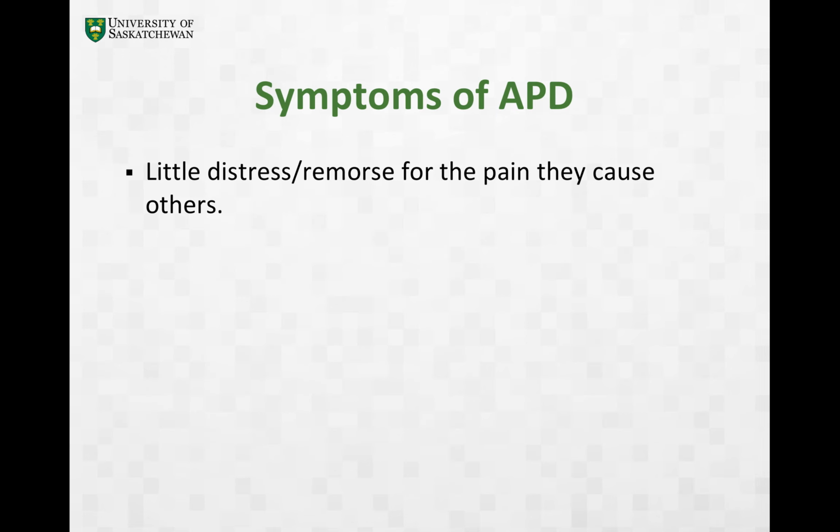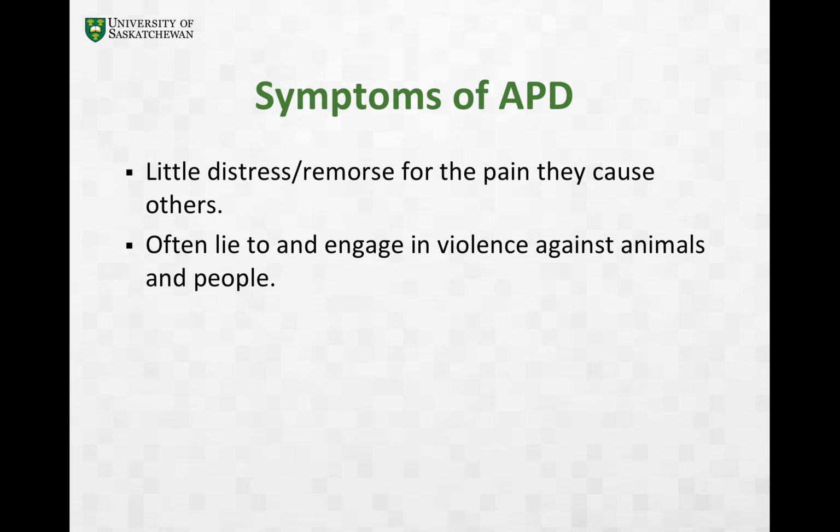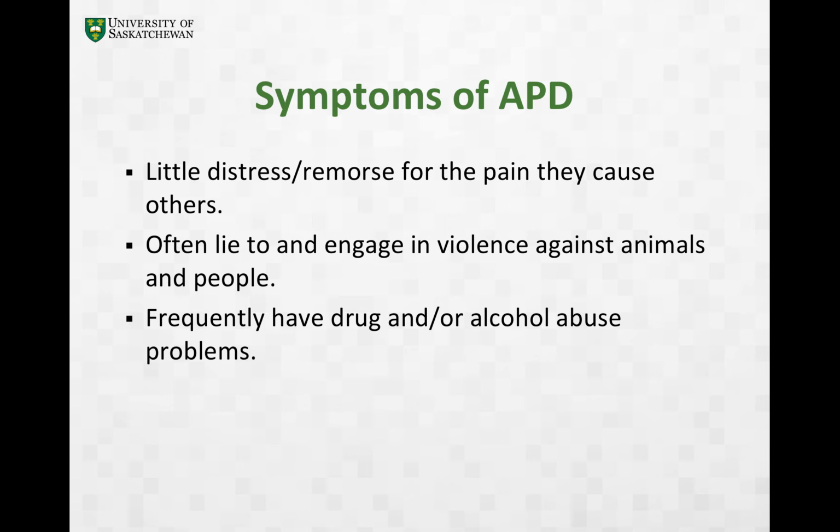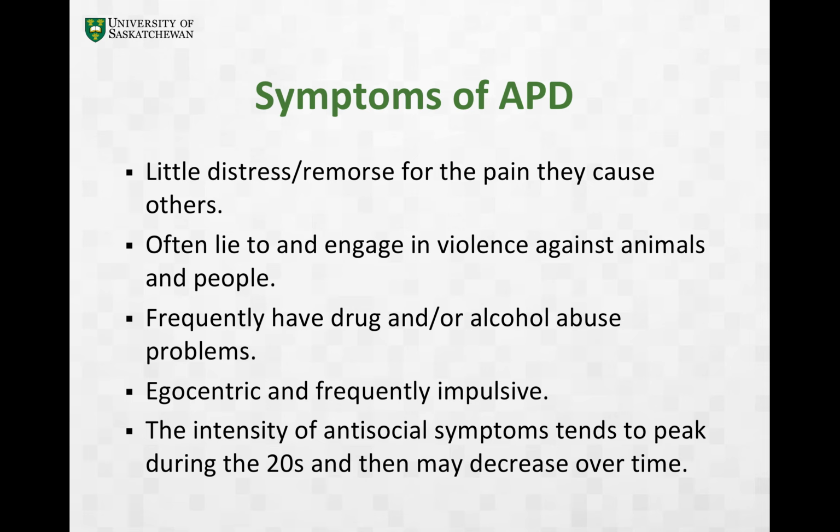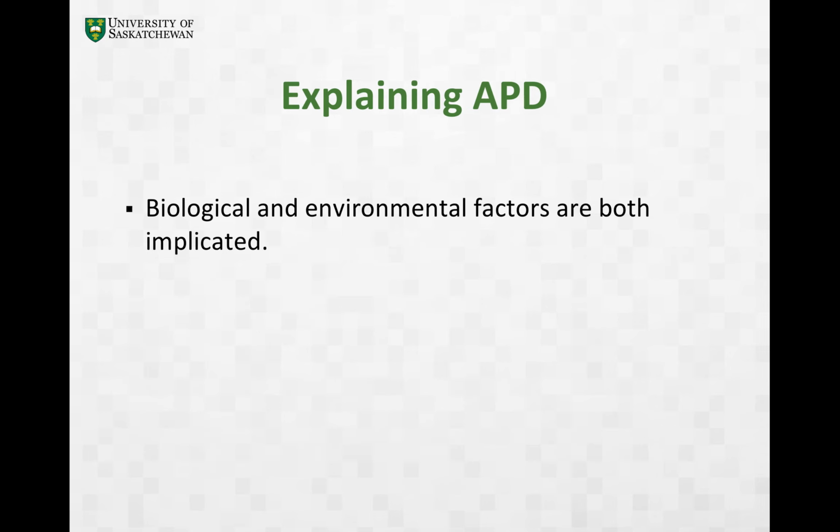Now, some of the symptoms of APD include little distress or remorse for the pain that people cause others. Oftentimes, they will lie and engage in violence against animals and other people. They frequently have drug or alcohol abuse problems. They're egocentric and frequently impulsive. And the intensity of antisocial symptoms tends to peak during the 20s and then decrease over time. So, usually by the time a person's hitting their 50s or 60s, they're mellowing out, and hopefully things are getting a little bit better.